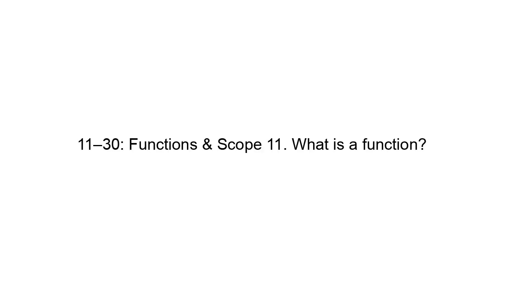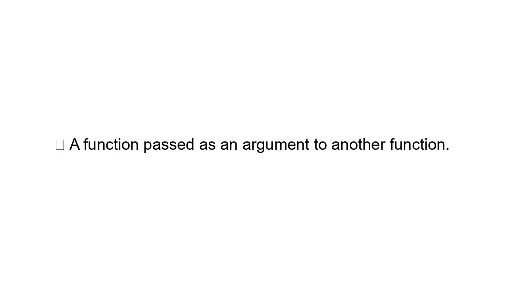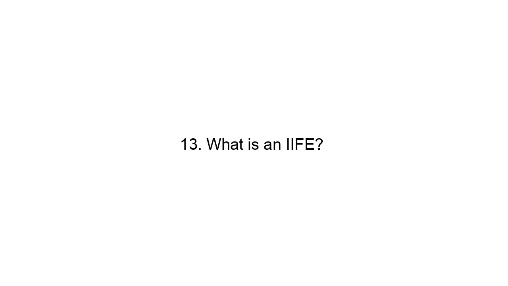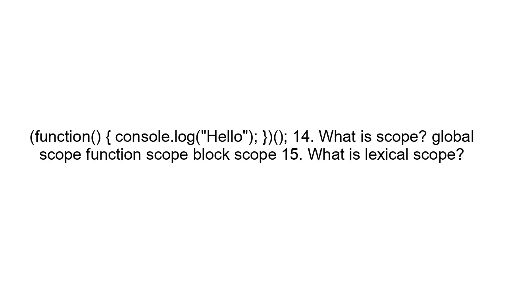11 to 30. Functions and scope. 11. What is a function? A reusable block of code. 12. What is a callback function? A function passed as an argument to another function. 13. What is an IIFE? Immediately invoked function expression. Function, console.log.